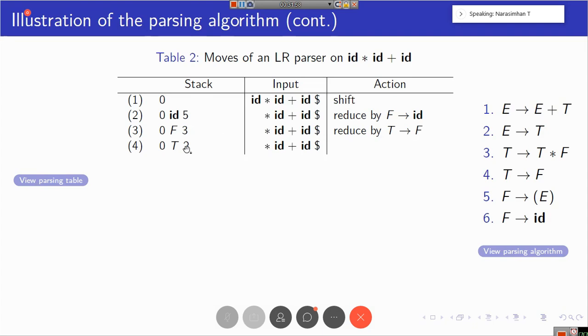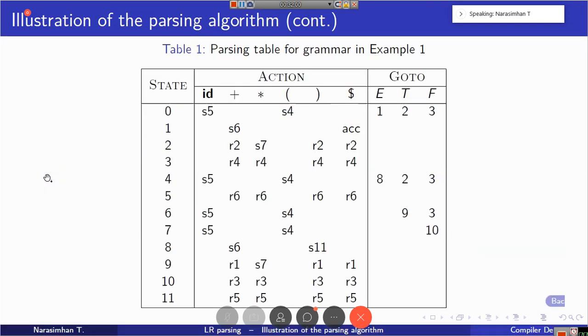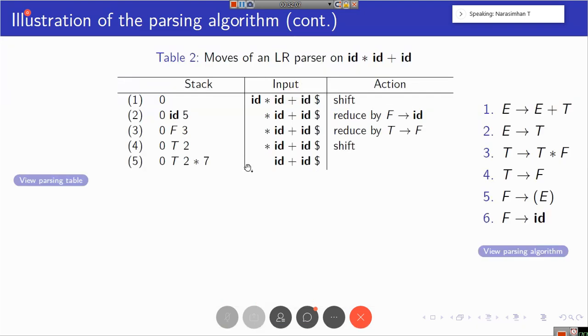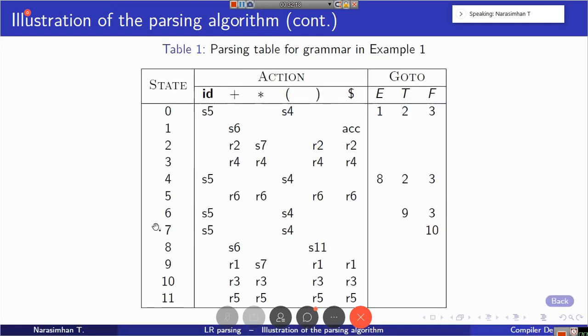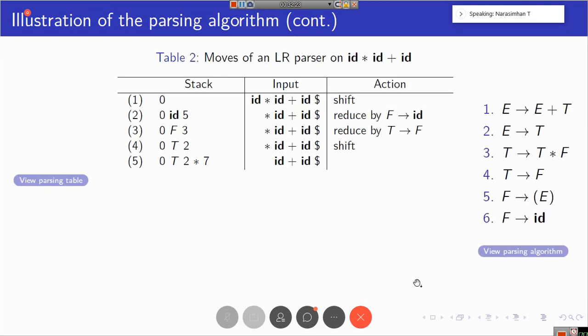Next is 2 and star. 2 and star is shift operation. Very straightforward, you can do that. Now, this shift operation means the star is consumed, so star will be moved to the stack. So star is consumed, next input symbol will be ID. 7 and ID is the next combination. 7 and ID, then it is a shift operation. Straightforward. Again ID is consumed, so ID will be moved to the stack. Next is 5 and plus.